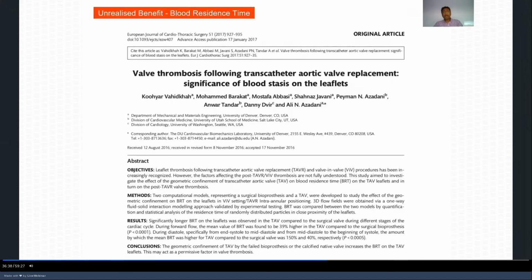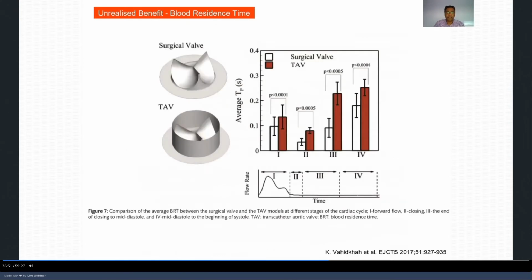Now, one of the other unrealized benefits of the Intuity valve is the recent concept of blood residence time, which is being made more aware due to leaflet thrombosis on the transcatheter valves. In this study here, they compared the blood residence time, i.e. the contact of blood with the leaflet tissue, between surgical and transcatheter valves. You can see that there's a huge difference between the two. The blood residence time was significantly higher in a transcatheter valve compared to a surgical valve.